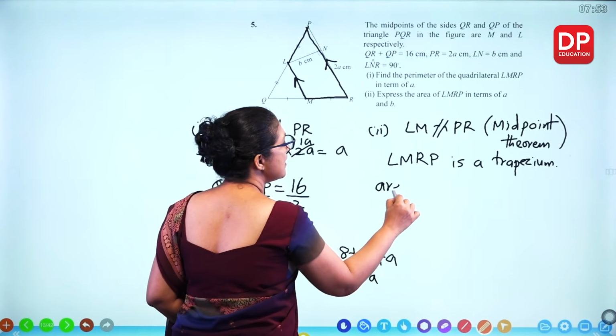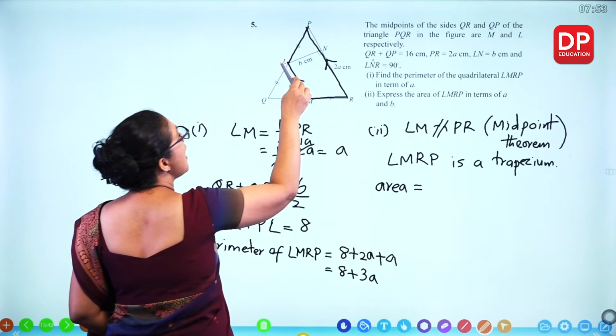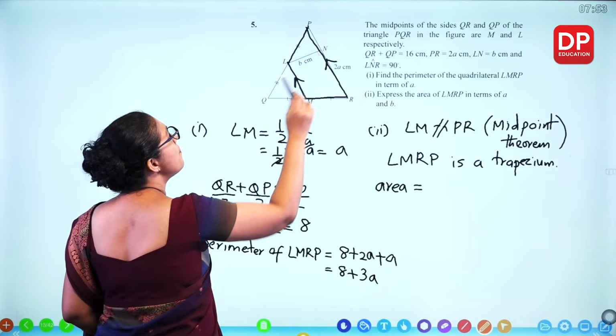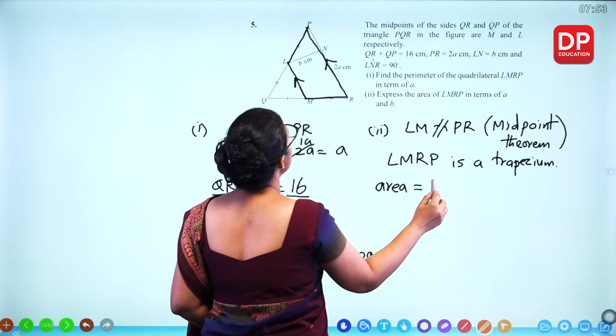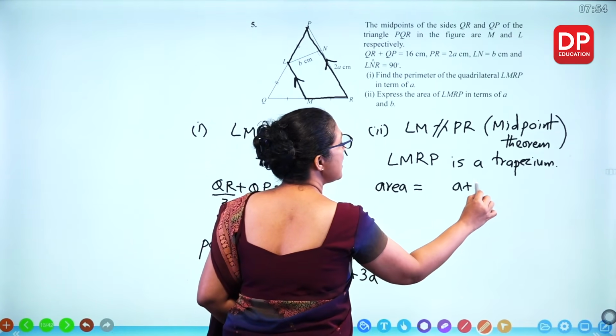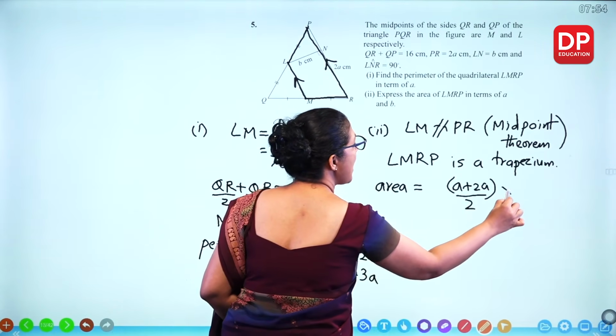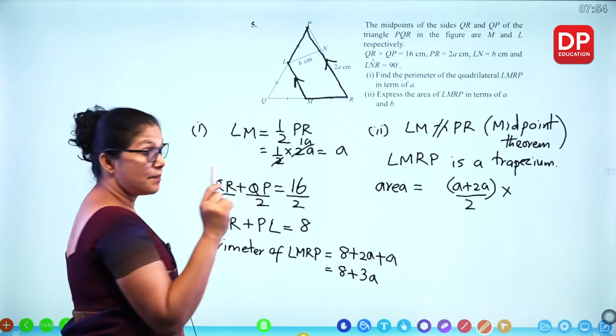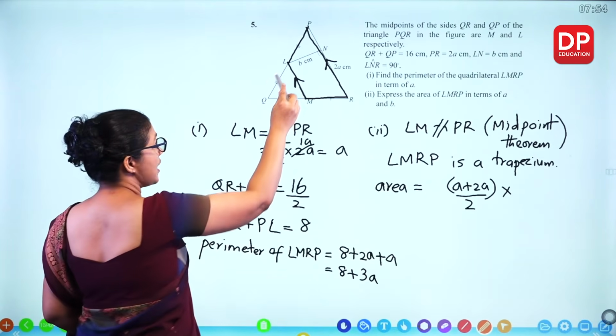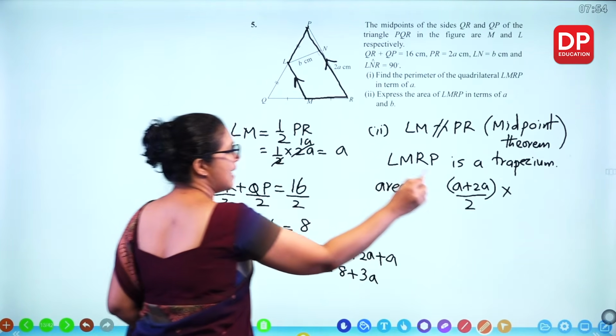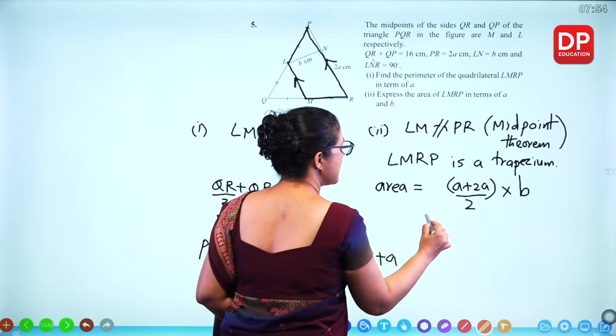Area is half the sum of the lengths of the two parallel lines. That's A plus 2A, divided by 2, multiplied by the perpendicular height. Perpendicular height is LN, that's given as B centimeters.